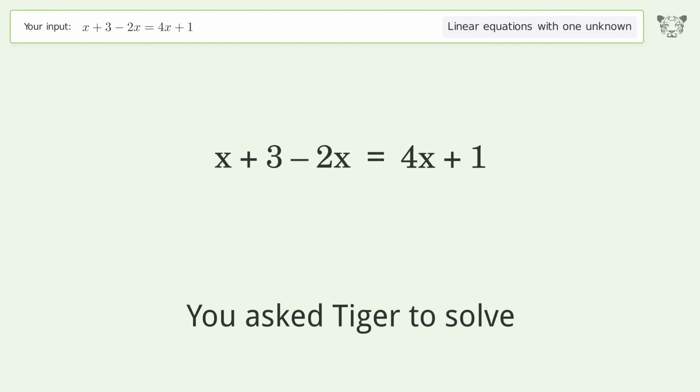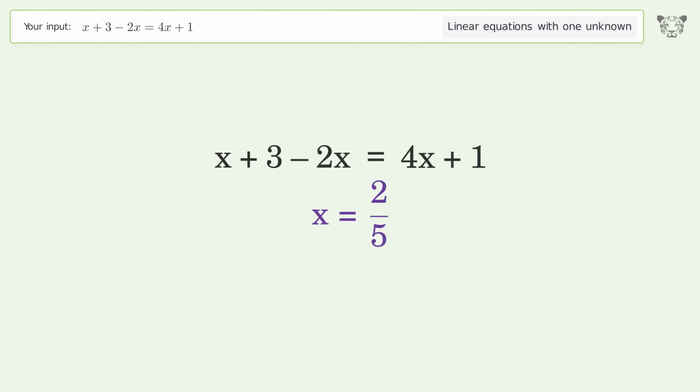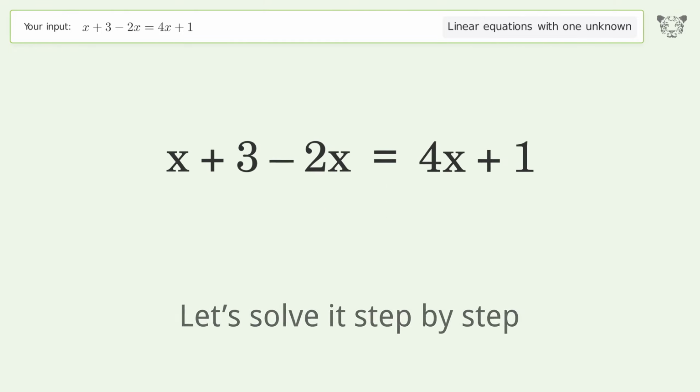You ask Tiger to solve. This deals with linear equations with one unknown. The final result is x equals 2 over 5. Let's solve it step by step.